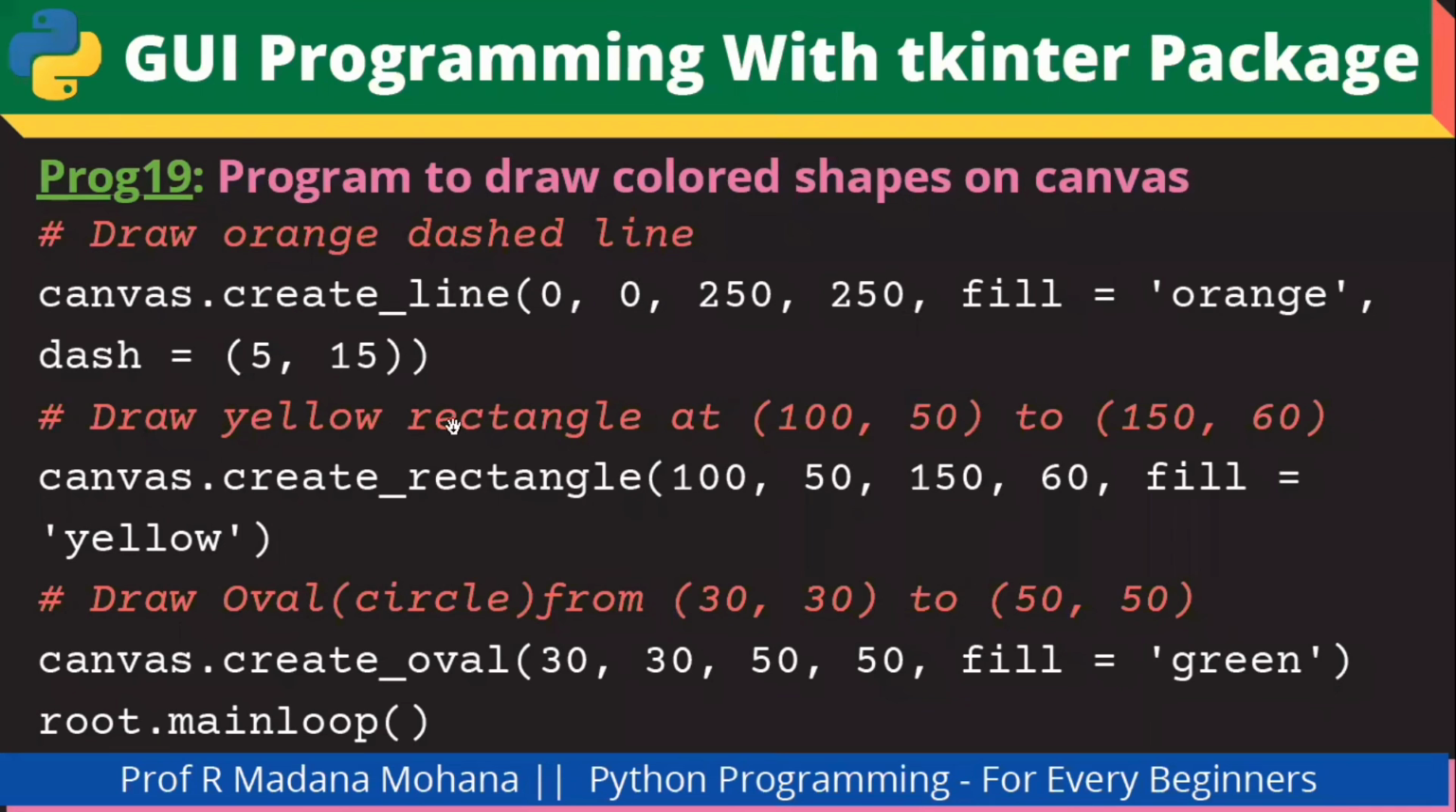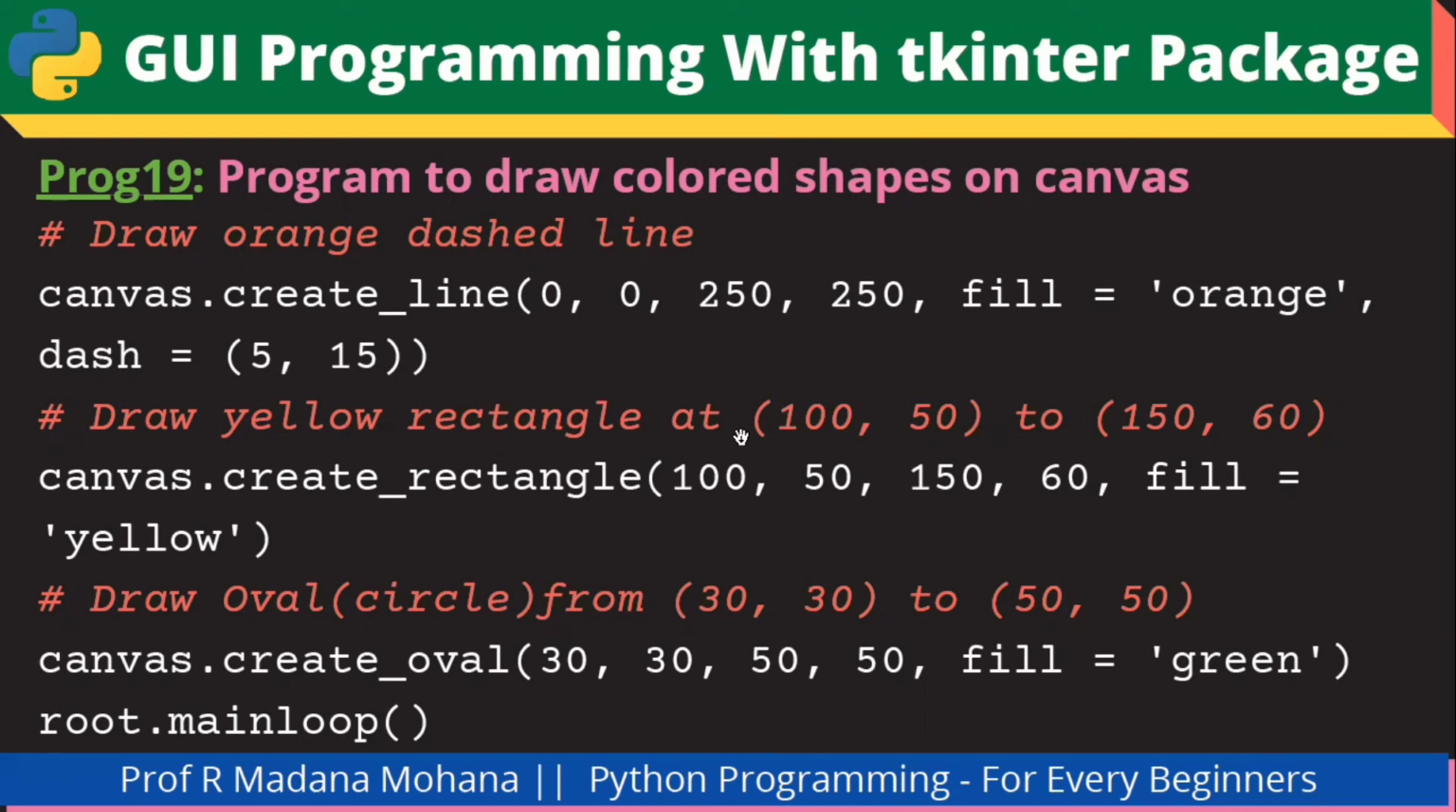Now, for drawing, whatever shape you want, you have to use the methods. So first, drawing a dashed line with some color, suppose orange color. Using the canvas object, canvas dot, for a line the method is create underscore line. Now you provide the values, by default 0, 0, then the pixels we have given 250, 250. Then fill equal to orange. Here, with the dashed line, dash equal to, the line dimensionality, 5, 15.